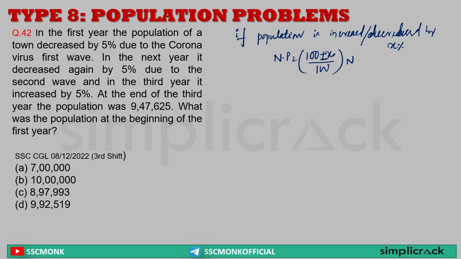Now if in the first year the population of a town decreased by 5% due to the corona first wave, in the next year it decreased again by 5% due to the second wave, in the third year it increased by 5%. At the end of the third year the population was this. Sir, this seems like a successive percentage. Sir, first a 5% drop, again a 5% drop, minus minus plus, 25 by 100. So total drop is equal to minus 10 plus 0.25, that is equal to minus 9.75.